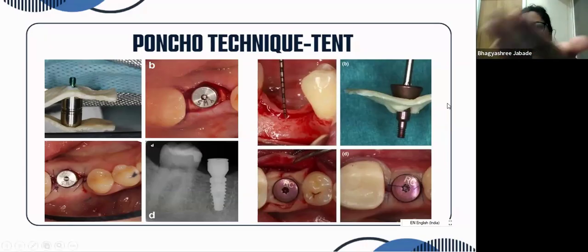Okay, zero bone loss concept. This is the same, like the background for the zero bone loss.